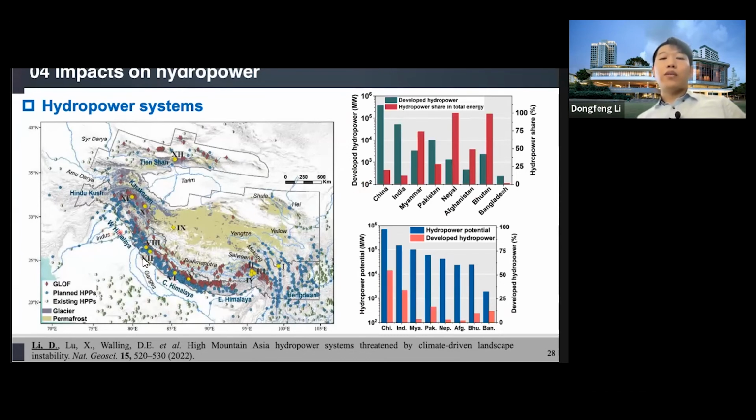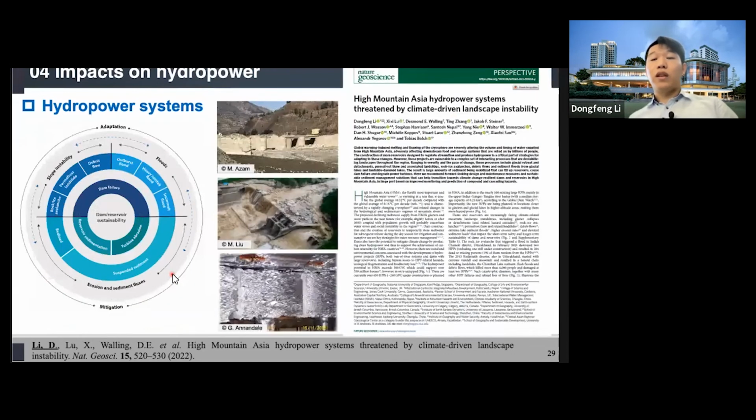For example, we can see from this map that they are continuing to plan more dams in the region. All these blue dots here are the planned hydropower projects, or some of them are under construction. If we look at these blue dots, they are very close to the glaciers and also very close to historically occurred GLOF locations. So they are likely to face higher risks in the context of climate change. And now I will show some examples.